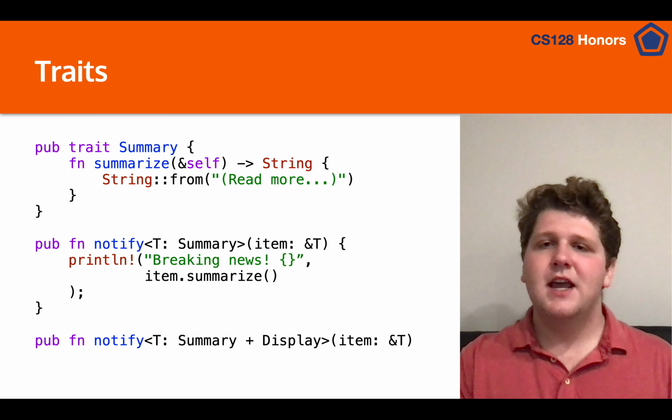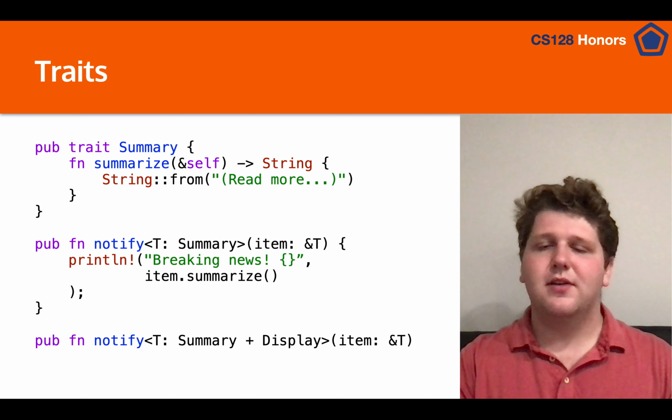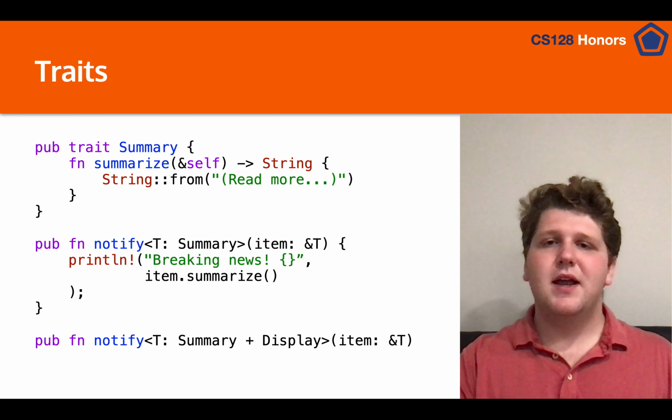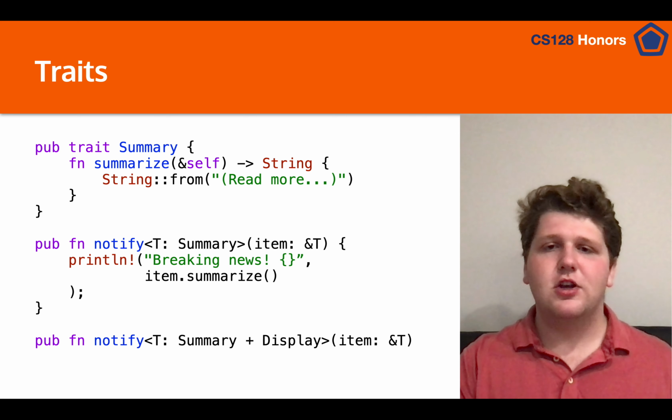Well, we can give a default implementation. In this case, we're just saying "read more," and then you can find out the summary from there. But this way, any struct can be of trait Summary and still work. It will just give this default implementation instead.